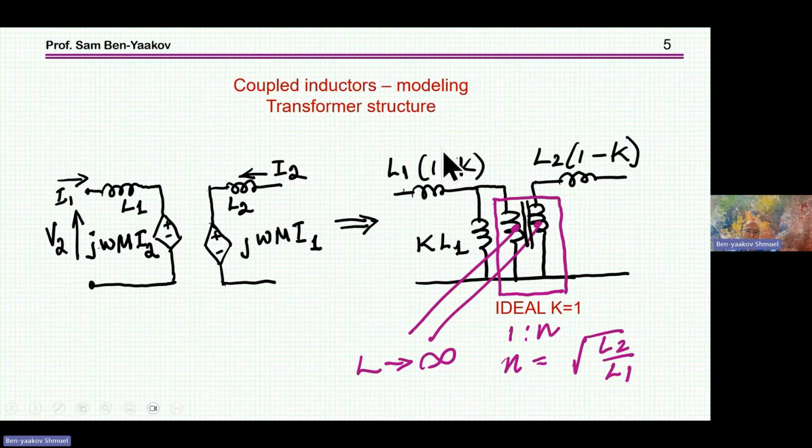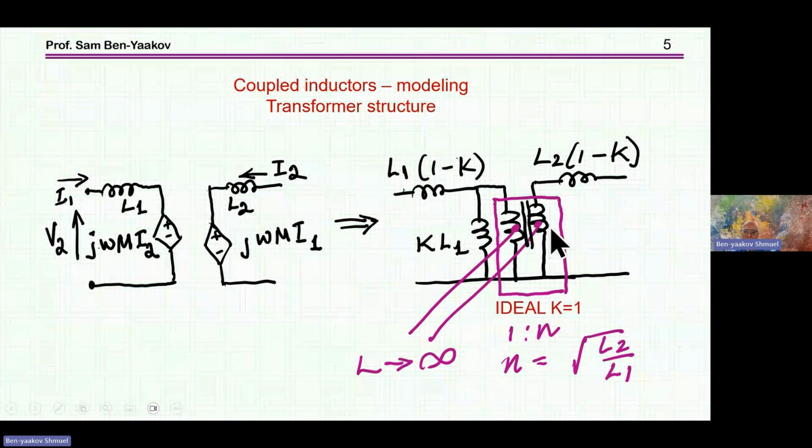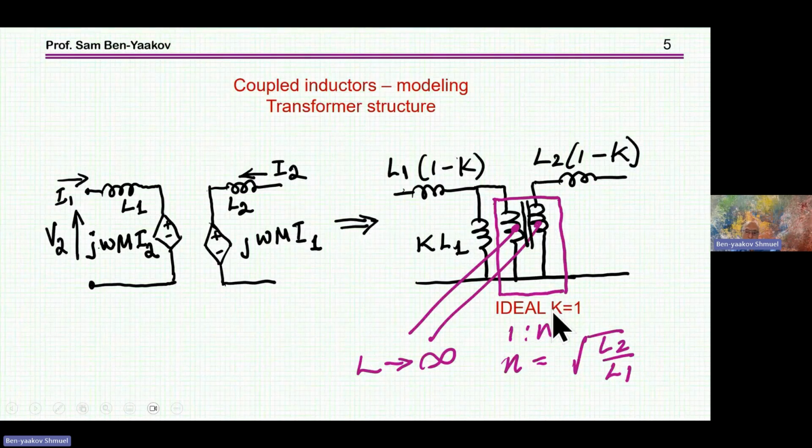In this case, we see here the leakage, we see the magnetization inductance, and for the transfer ratio, we have an ideal transformer, with good coupling, k equal to 1, for the voltage ratio.